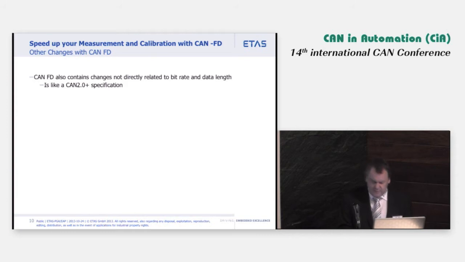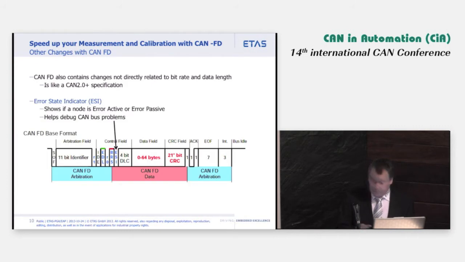So some changes not directly related to the data rate and the data length. One of them is the error state indicator. The error state indicator is there to help you debug buses which throw error frames, because then we can identify which nodes are actually sending error frames by indicating with the bit here.